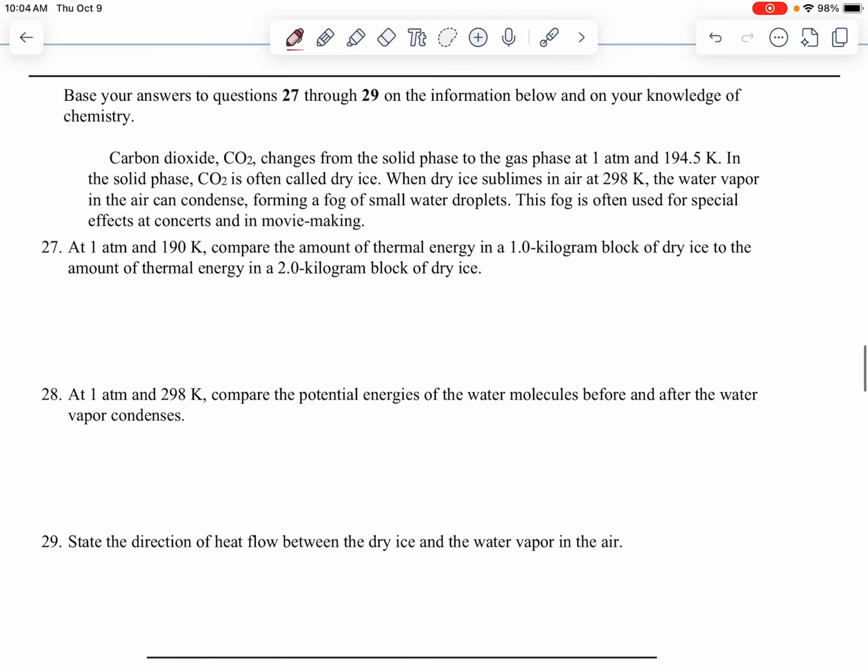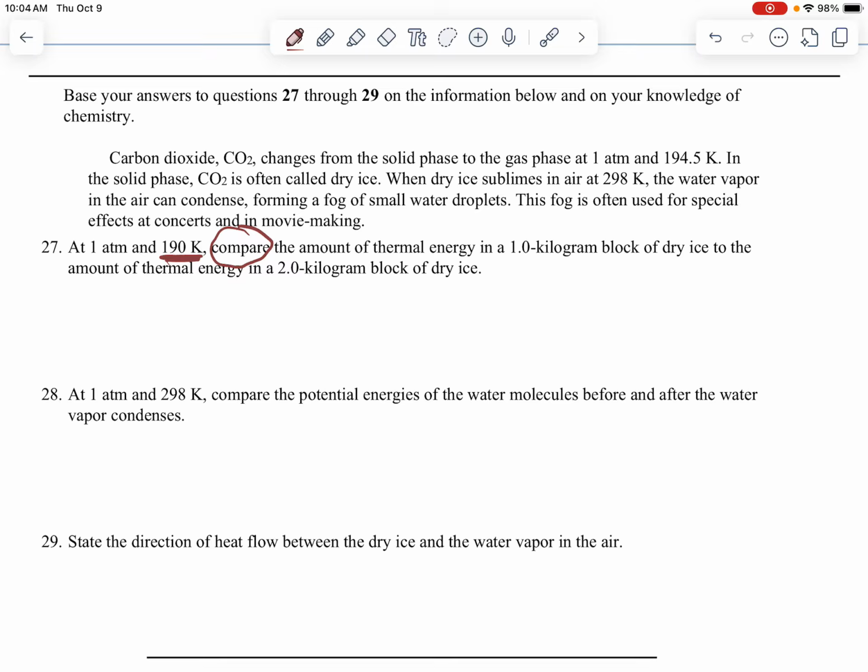All right, now our part twos. So we have carbon dioxide, dry ice, right? We did this lab in class. And we said at 1 atmosphere, 190 Kelvin. So this is temperature. They're at the same temperature. When we see this word compare, right? Compare means tell me about the two. Are they the same? Or is one higher than the other? Right? Or is one lower than the other?